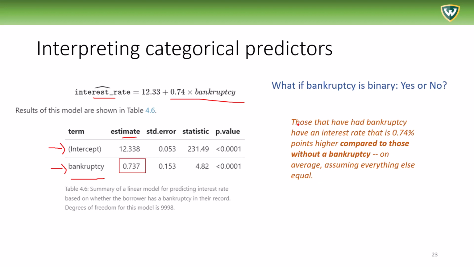So how do we interpret this? Well, this way. Those that have had bankruptcy have an interest rate that is 0.74 percentage points higher compared to those without a bankruptcy. Once again, on average, and assuming everything else equal. In other words, a person who has a bankruptcy increases their interest rate by 0.74 points compared to those without a bankruptcy. So it's very important to remember that this is compared to those without a bankruptcy. So it's almost like the other one: if you increase the bankruptcy by 1 unit, meaning if you have bankruptcy rather than not, then you increase your interest rate by 0.74.